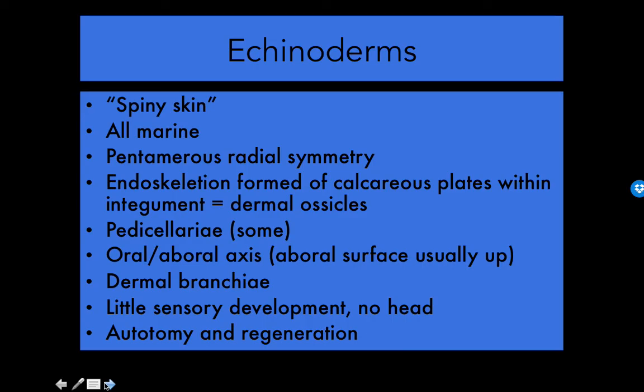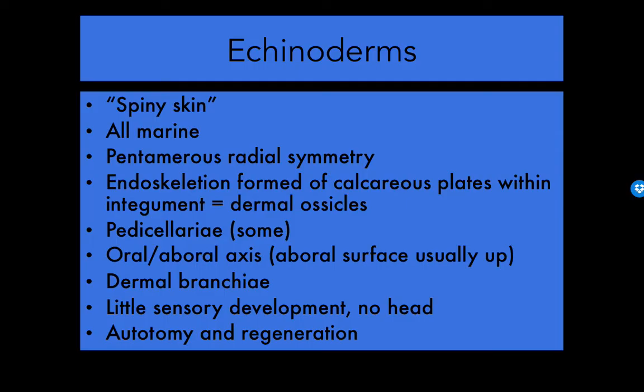So echinoderm means spiny skin. Spiny derm, skin. All echinoderms live in marine habitats, oceans and seas, things like that. They have this radial symmetry that is 5-part, or pentamerous. Think about a starfish. It's got 5 arms.